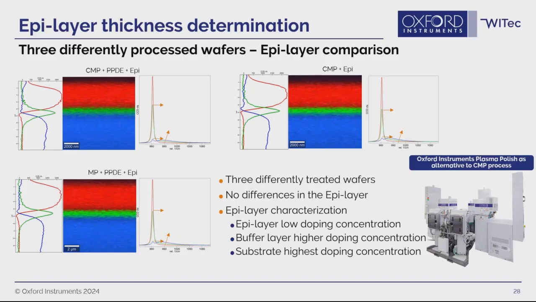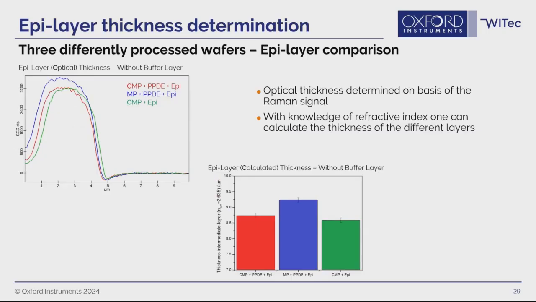Here we were not only interested in the doping concentration, but also in the thickness of the epi layer. These results will be shown on the next slide. To determine the thickness of the epi layer, the intensity distributions for the epi layer for the 3 wafers were extracted. This you can see on the top left. To calculate the thickness, we have to take into account the refractive index as we measure the optical thickness with our microscope.